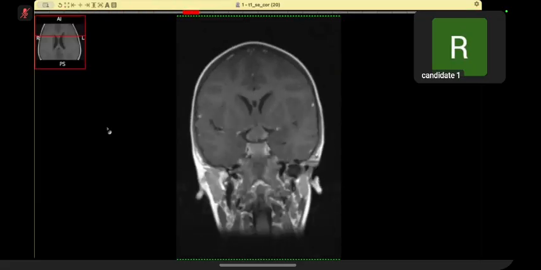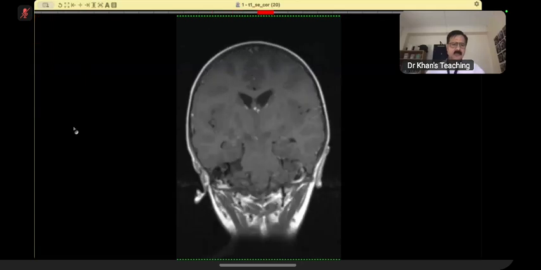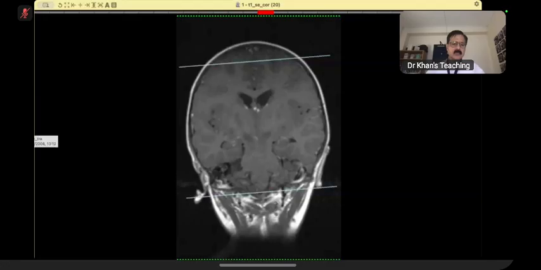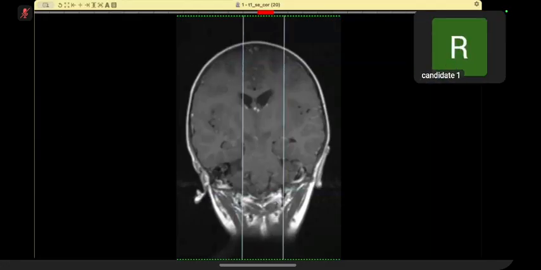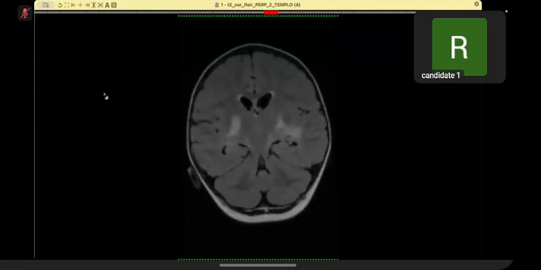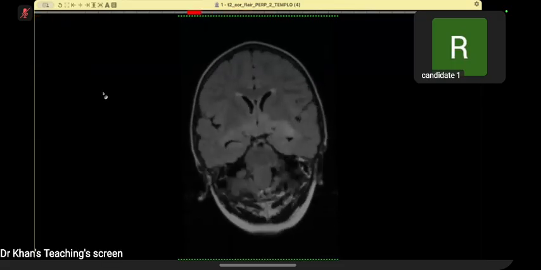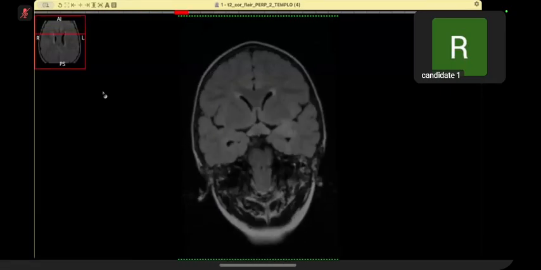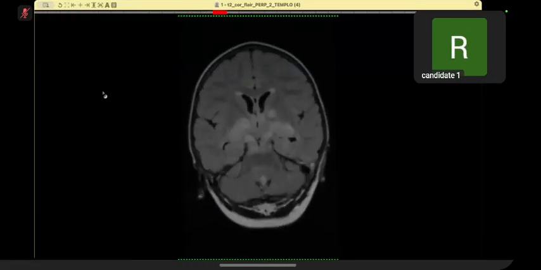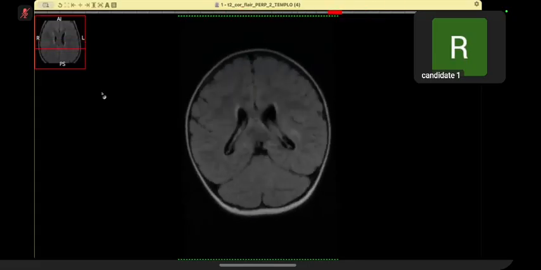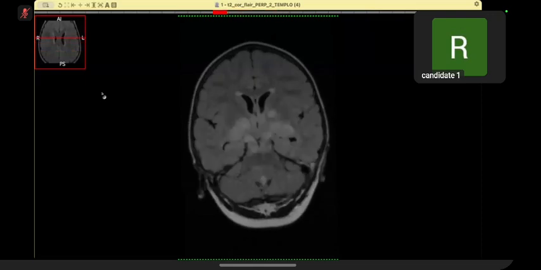So give me your conclusion. So, in summary, this is a non-enhancing abnormality with no diffusion restriction centered on the basal ganglia, internal capsule, and medial temporal lobes bilaterally symmetrically. So, bilateral symmetrical involvement is likely some congenital process ongoing. It can be some mitochondrial disorder or some congenital infection, TORCH infection.